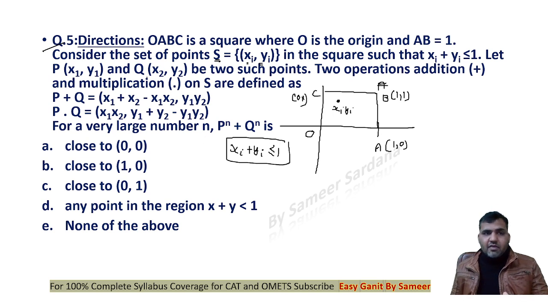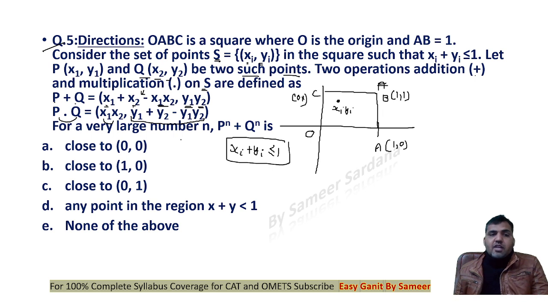Now P (x1, y1) and Q (x2, y2) belong to these sets, be two such points. Two such points means they should be part of S. Now two operations, addition and multiplication on S, are defined as P plus Q. If you want to add P with Q, then the abscissa would be defined as x1 plus x2 minus x1 x2, and the ordinate will be simply the product of the ordinate values. But if you want to multiply these two, then the abscissa will be straight away multiplication, but the same operation that you applied on the abscissa in P plus Q now has to be applied on the ordinate part.